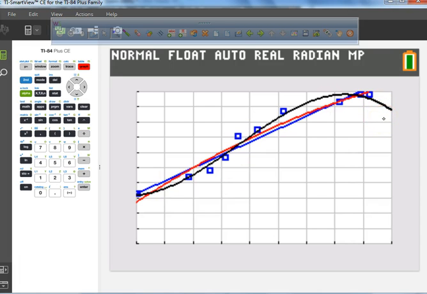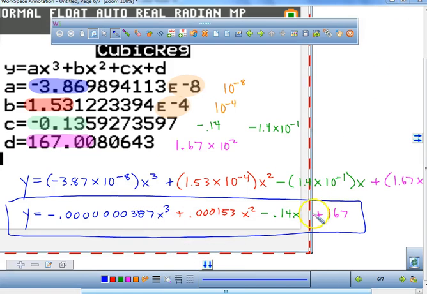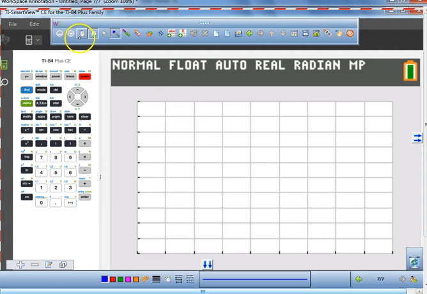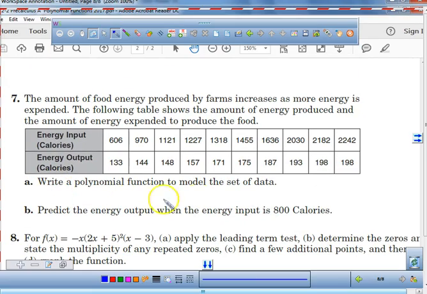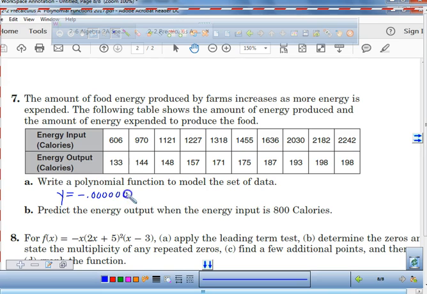Now the next part asks us to evaluate something. So let's look at the problem. It says to evaluate it. So that in the box is the number. Yeah. So right here, it says write the polynomial function. That's the y equals negative 0.000000387 x cubed plus whatever we had. Okay. Now you have to write it down. I've already written it down.